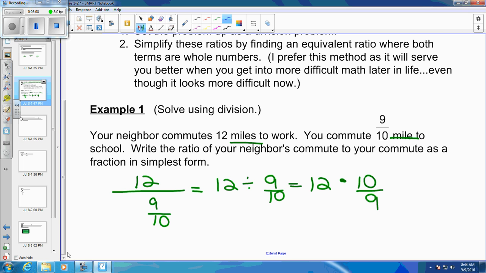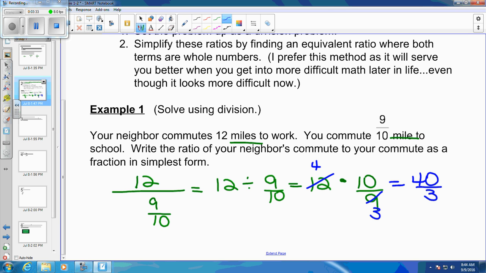And remember, we want to simplify any numerator with any denominator when we are multiplying. 3 is a factor in both 12 and 9. 3 goes into 12 4 times. 3 goes into 9 3 times. So when I multiply, I get 4 times 10, which is 40, divided by 3, or 40/3. And we're going to leave it as an improper fraction.